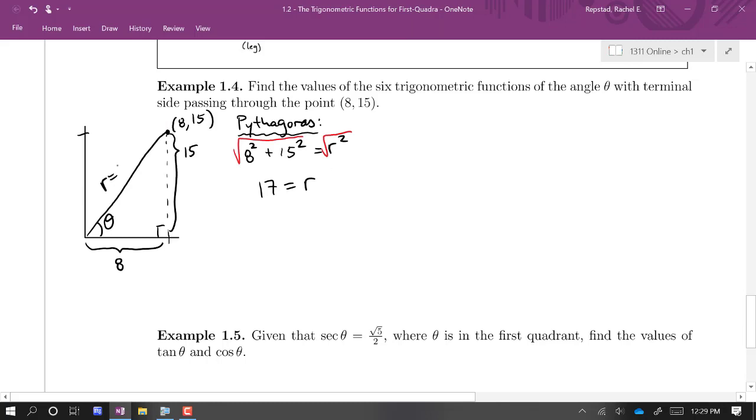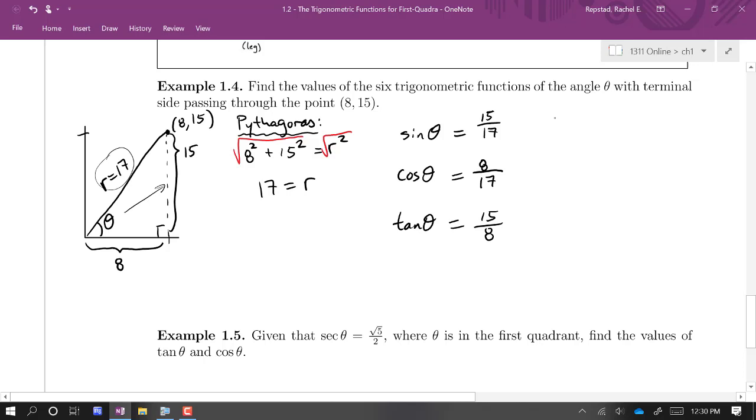So r is equal to 17, and now we can find the values of the 6 trig functions. So I'm going to start with sine theta, cosine theta, tan theta. And for sine, this is opposite over hypotenuse. So that's 15 over 17. For cosine theta, adjacent over hypotenuse is 8 over 17. And tangent is opposite over adjacent, so that's 15 over 8.